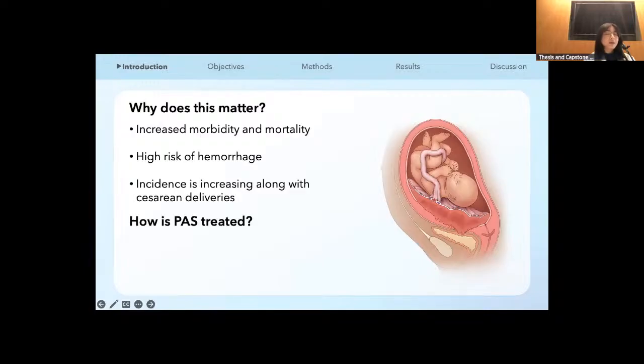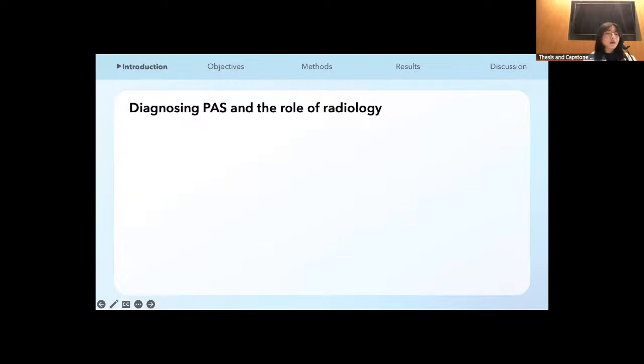So how do we treat PAS? Many patients will undergo a cesarean hysterectomy, where the fetus is delivered surgically via cesarean section and the uterus is immediately removed following. Patient outcomes are greatly improved when multidisciplinary care teams are involved. Radiology plays a significant role on these care teams, especially in diagnosing PAS.